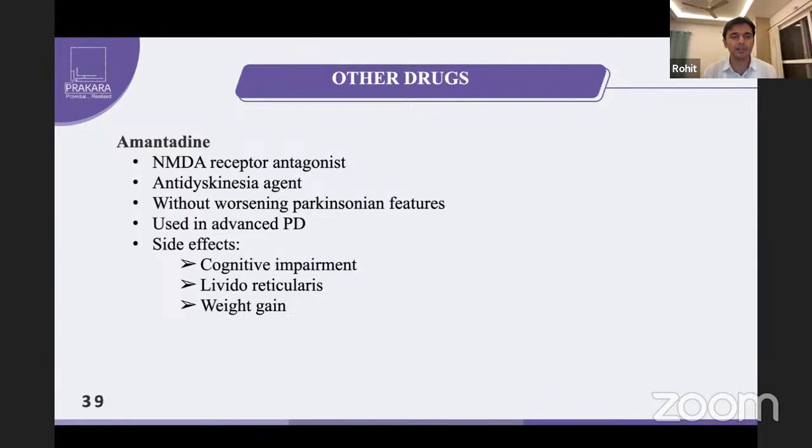Other drugs are rarely used, or they are partly effective. They may not be very effective, but in some selective patients, they can be effective. That is amantadine. It's an NMDA receptor antagonist. It was initially discovered as an antiviral agent, but then it found its use in Parkinson's disease also. It is mainly to prevent dyskinesias associated with levodopa therapy or the Parkinson's disease itself. Side effects could be livedo reticularis, weight gain, or cognitive impairment.